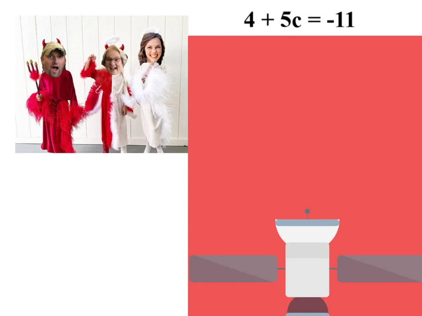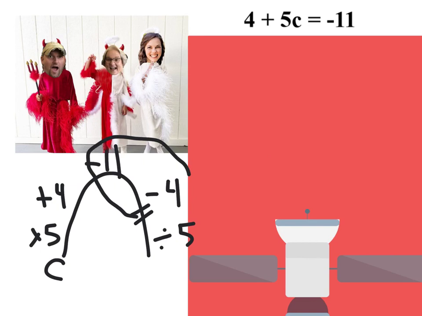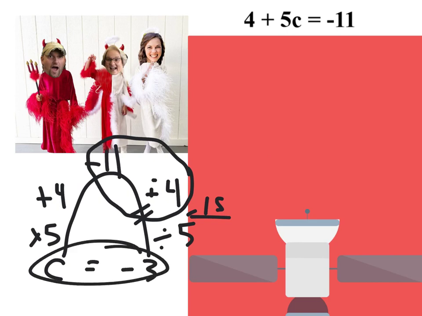This time I'm going to start with the rainbow method. There was a C. Think about order of operations. What would they have done? Would they have added or multiplied? Well, they're doing the problem in order of operations, so they would have multiplied by 5 and then added 4 to get to negative 11. How do I undo plus 4? Minus 4. How do I undo times 5? Divide by 5. And we want to make sure we do it in this order, so if you're doing it on a calculator, you make sure you hit equals right there. Negative 11 minus 4 equals negative 15. Negative 15 divided by 5 is negative 3. So C equals negative 3.